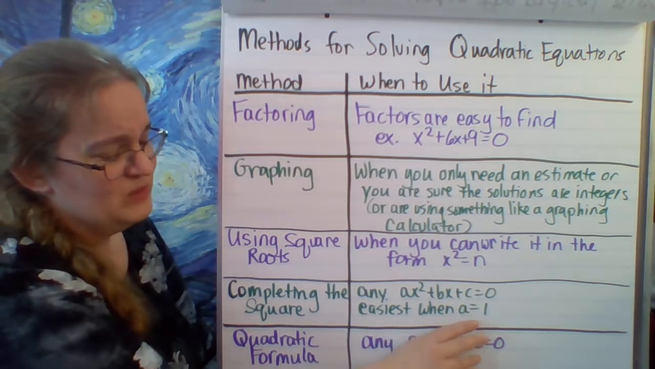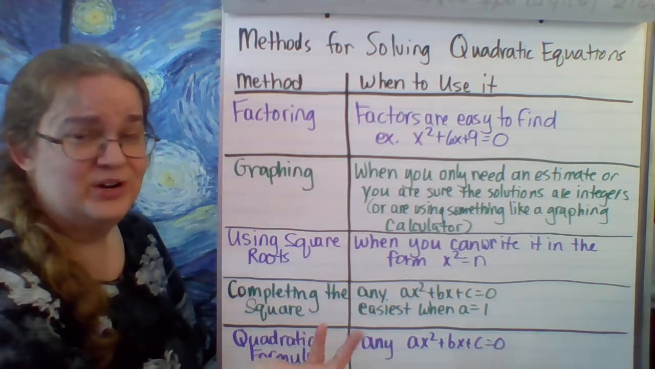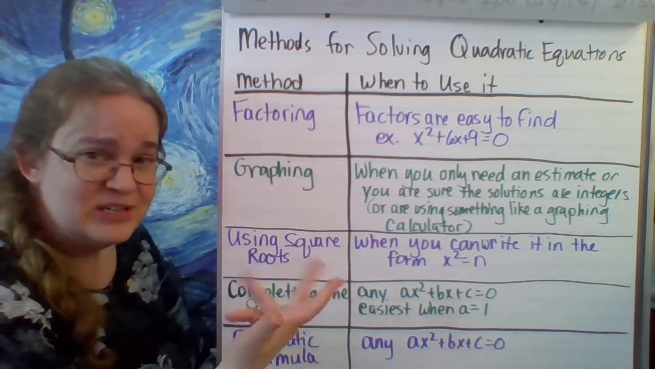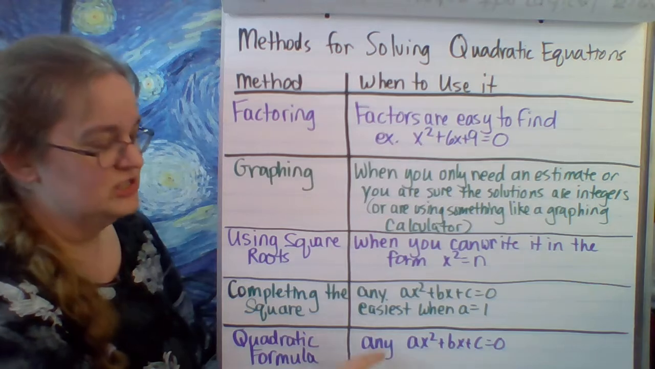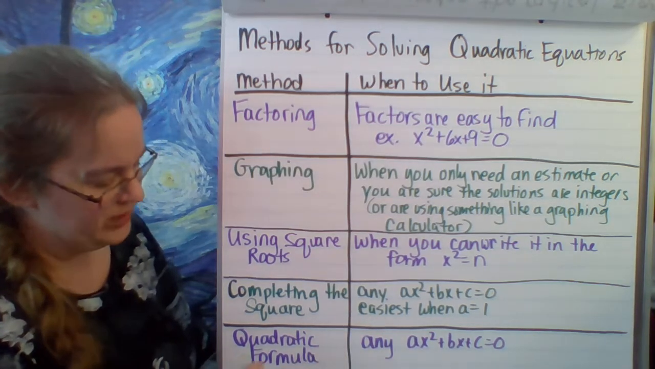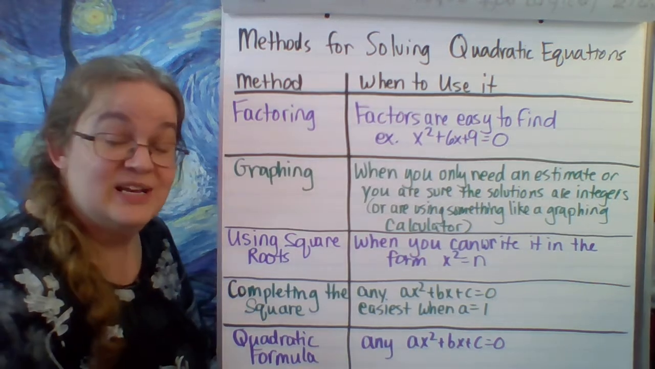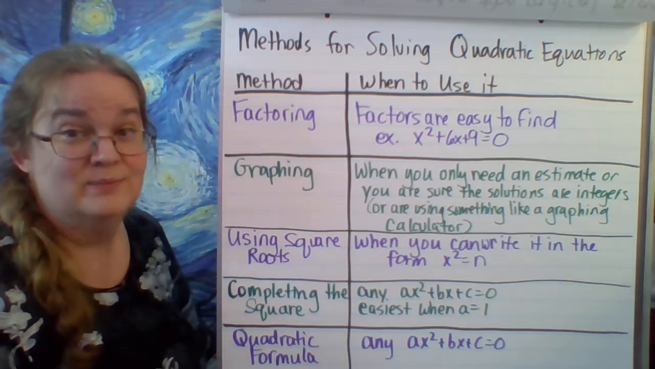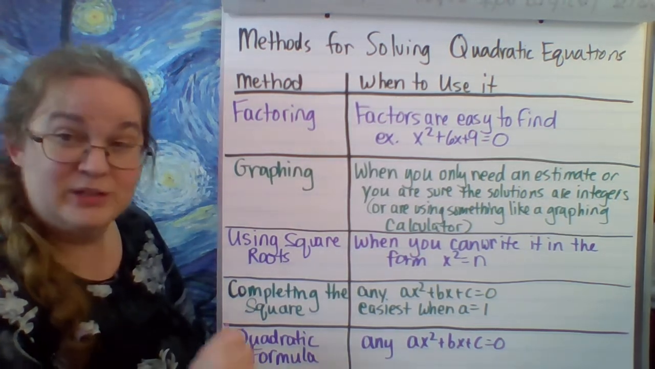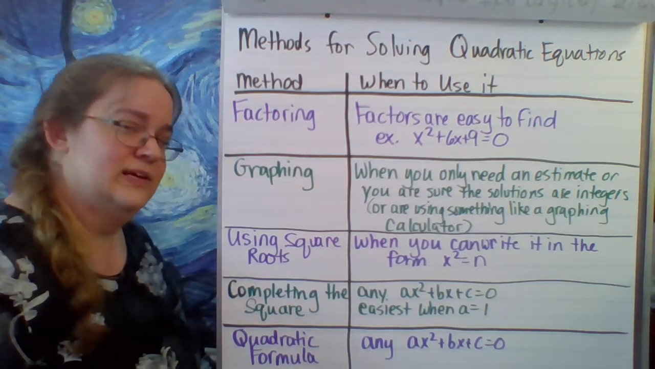Remember, a has to be 1, so if it's already like x squared plus 5x plus 7, it's pretty easy just to use completing the square. And then finally, the quadratic formula, which we talked about today, is good for any of them. So it does take a little bit longer to fill out all the formula and all that kind of stuff, but it works, okay?